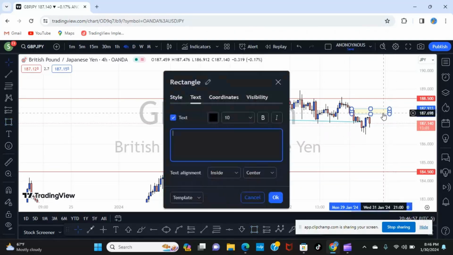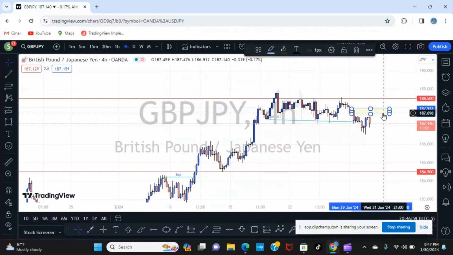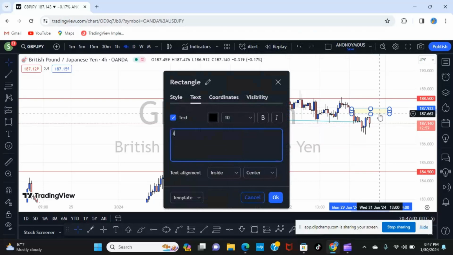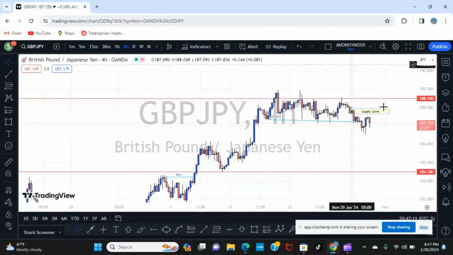We will mark it as a supply zone. The reason why I call it a strong supply zone is because we have a strong impulsive move away from where the market was buying, and now we have a strong break of structure that closed below this level.